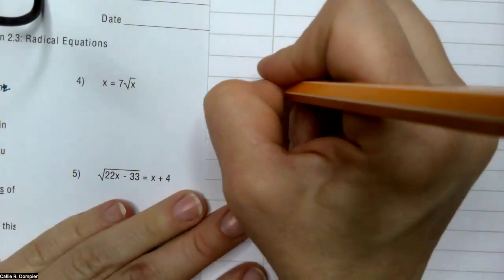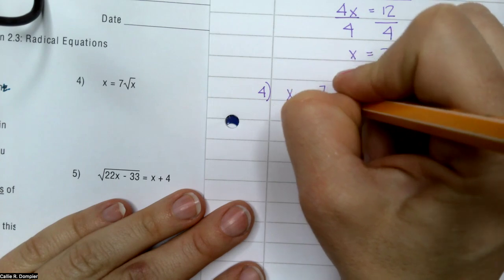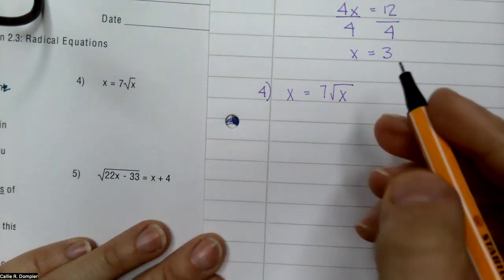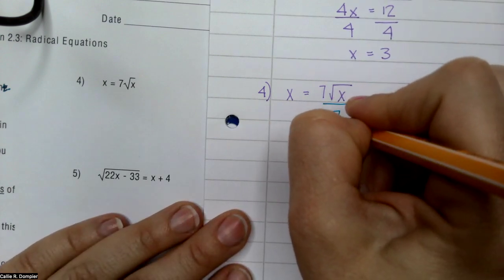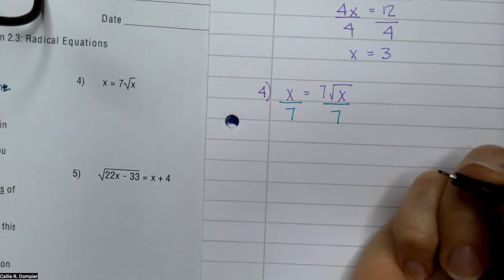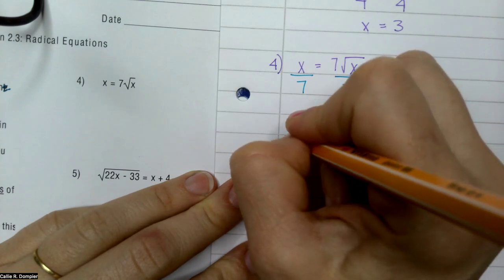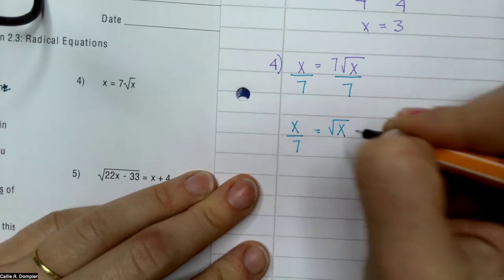So number 4 is x equals 7 square root x. We want to get this alone on this side. It's being multiplied by 7, so I'm going to divide it by 7. Good. And what my answer is, x divided by 7 is equal to the square root of x.